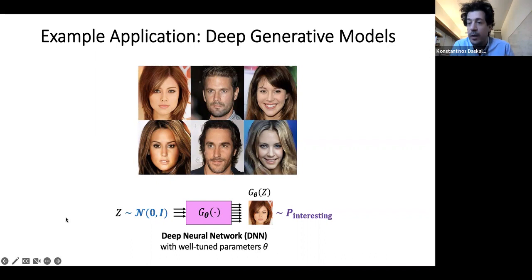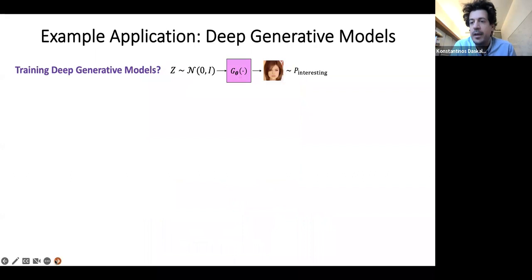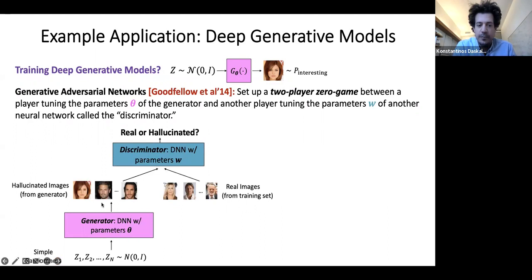Now, how do you attain this goal? There are many ways to do so. One way is to actually set up a game, and set the game in such a way that in the strategic interaction that this game will ask the agents to engage in, the outcome will be a nice neural network that does a good job at generating good samples. So what is that game? You have an agent who's controlling the parameters of the neural net that you want to create. So you have an agent that is controlling the parameters of the generator, but you introduce another player who's controlling parameters of a different neural net that's called the discriminator.